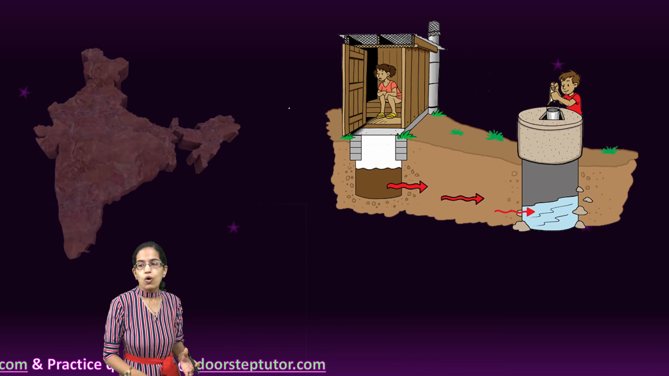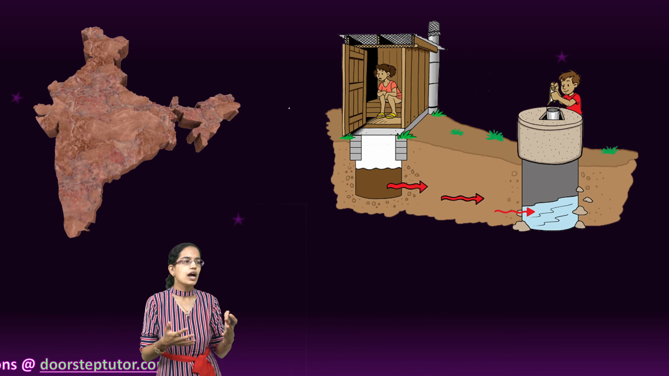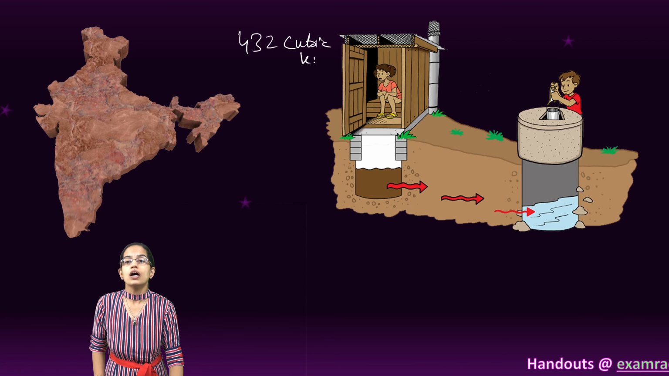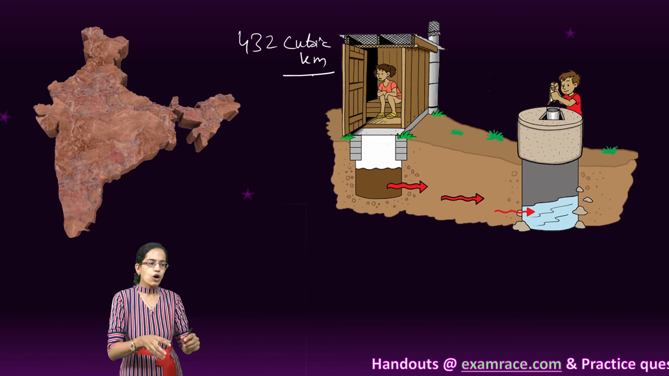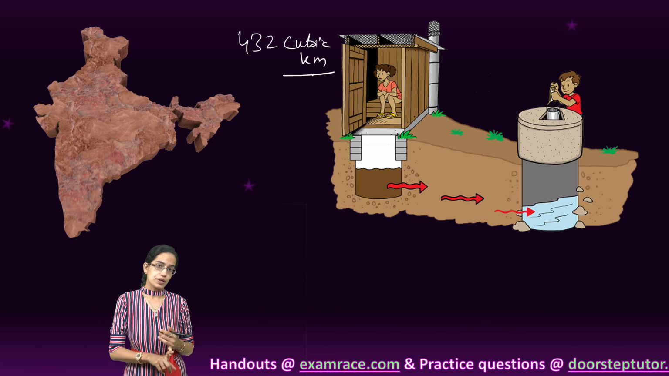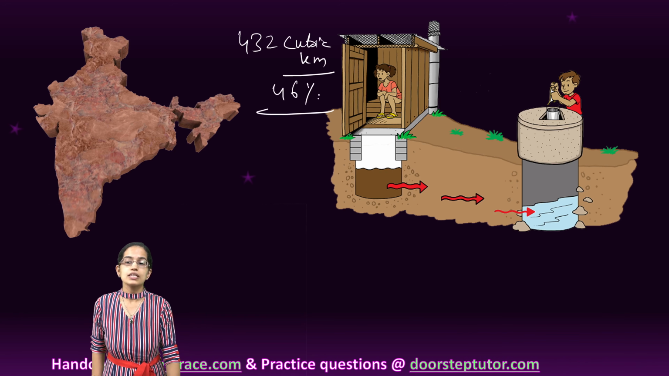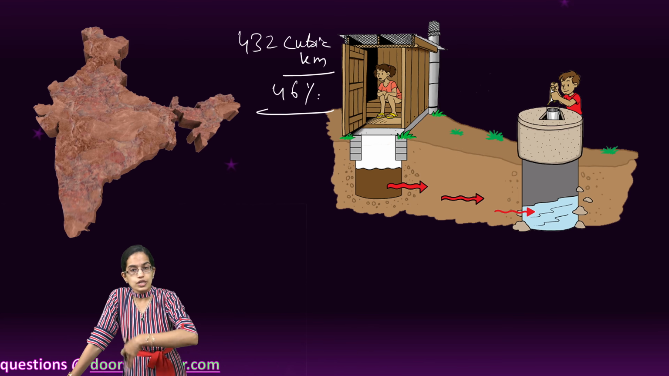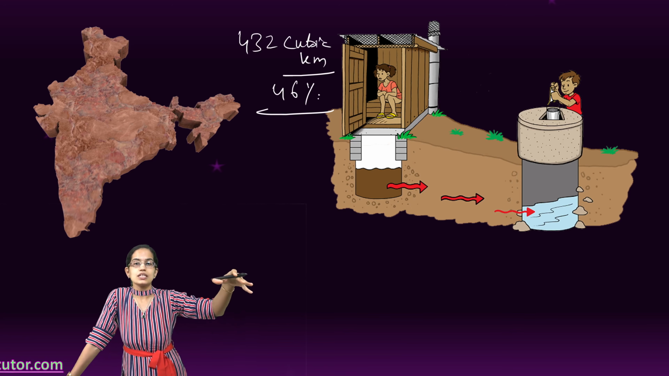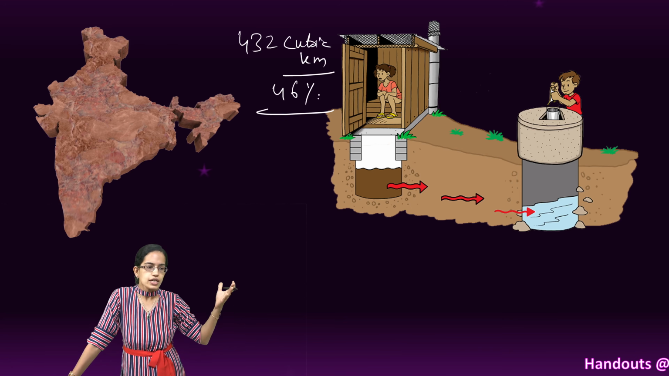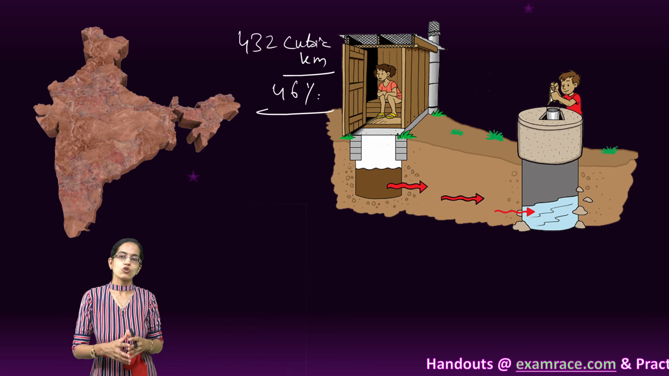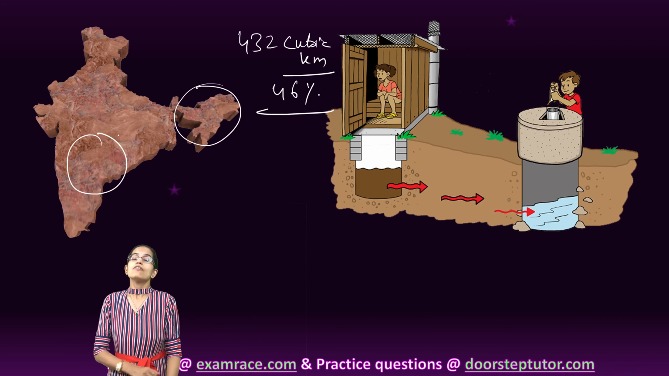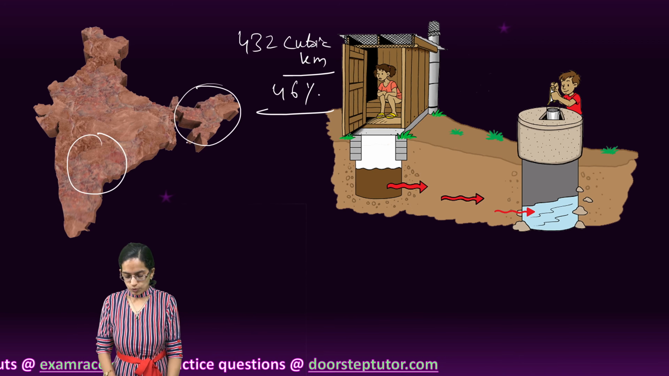Now if we focus on a country of the size of India, we have around 432 cubic kilometers of groundwater resources. Of this groundwater, Ganga and Brahamaputra have the capability to replenish nearly 46% of the total groundwater resources, with just two of the major rivers. Now groundwater utilization also varies. Most of the regions of northeast India and the regions of Deccan have a very high proportion of groundwater replenishment.